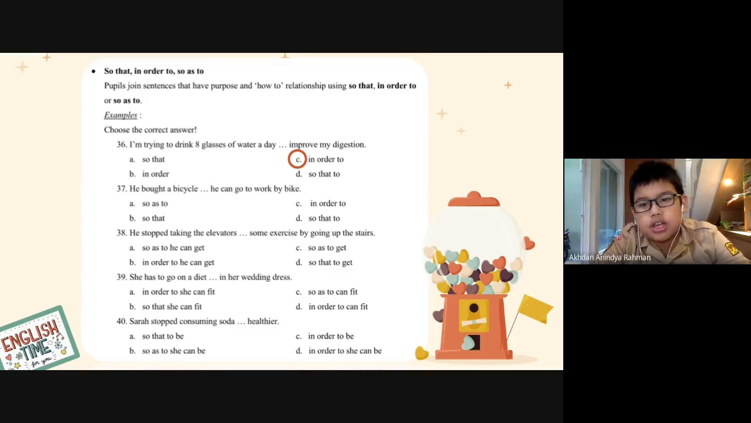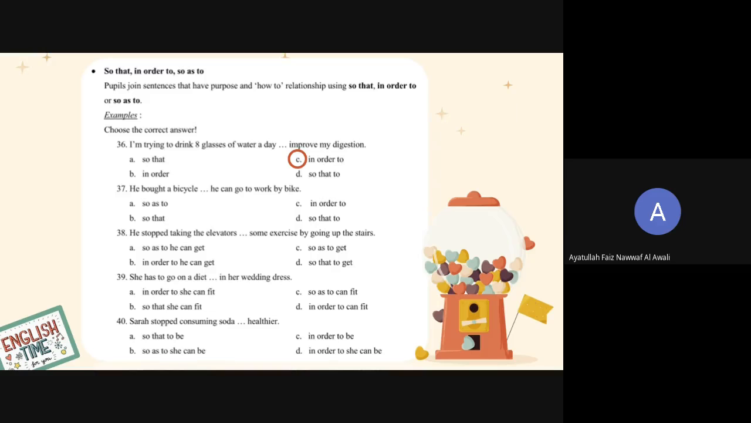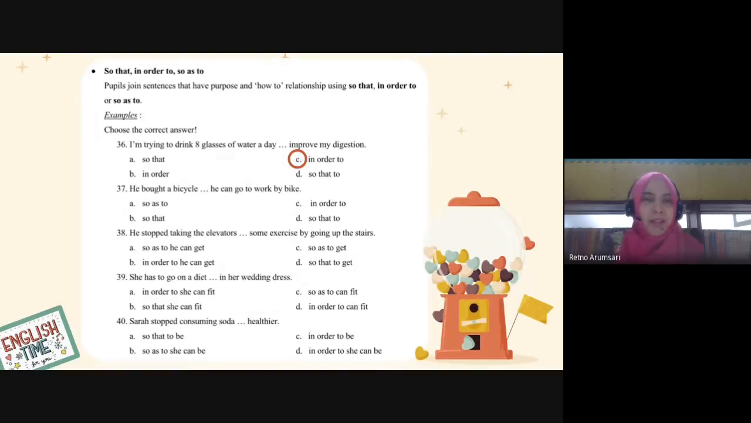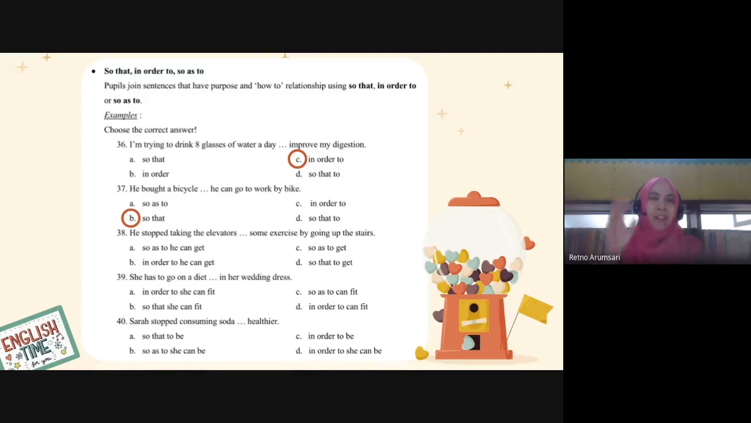Next, Bima. He's also not responding. He only wants to type. Microphone is broken. Bima answers bouncing, B. Is that right? Yes. Why is the answer B? Because after the blank, there is a subject, which is he. After the blank, you can see that there is a full sentence from the subject until the end. So the answer must be "so that." You cannot answer that with "in order to" or "so as to." Okay, thank you, Bima. Next, let's go to Faiz.